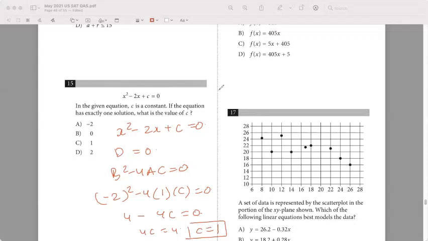And you can verify this because if I put c as 1, I get x squared minus 2x plus 1 equal to 0, which is (x minus 1) whole squared equal to 0. So I have a repeated root at x equal to 1. So c needs to be 1.